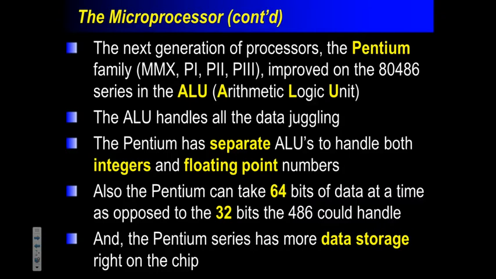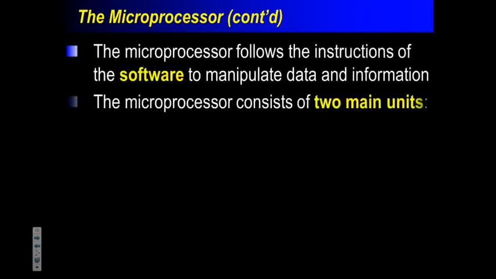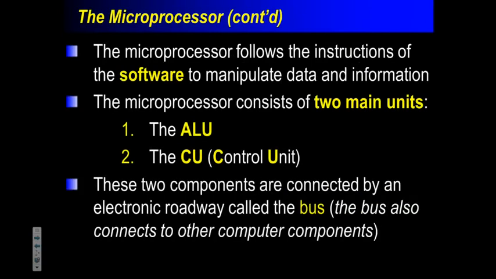Now, it is a little more complicated than that. For example, they've split the ALU to deal with integer variables and decimal variables, or floating point numbers, so that they can each do different types of math. You don't need to know that, though. That's nothing you need to worry about. But the ALU and the CU are the two main components of a central processing unit.